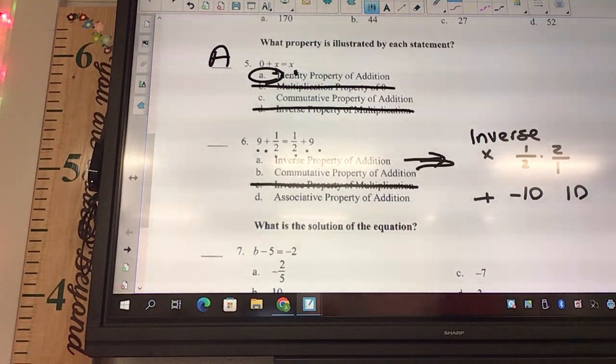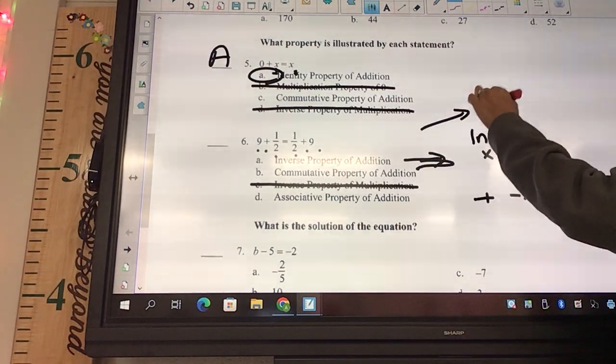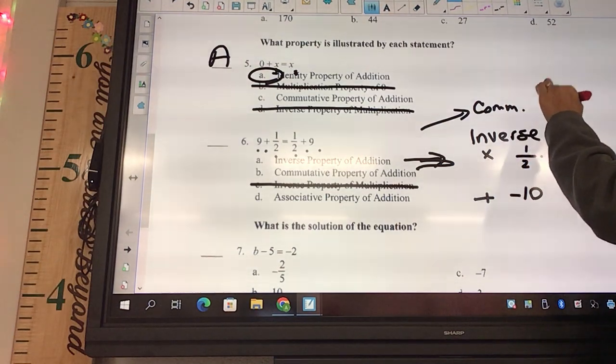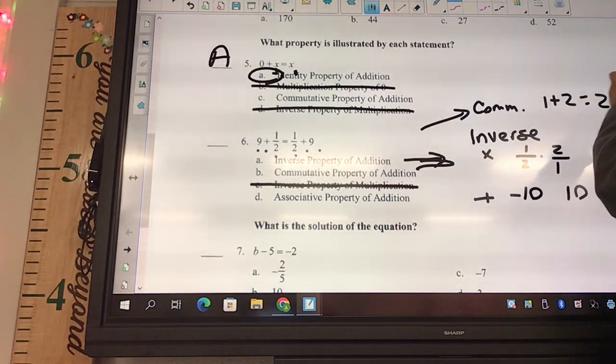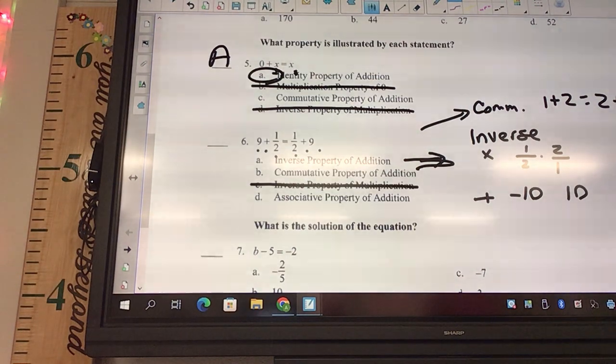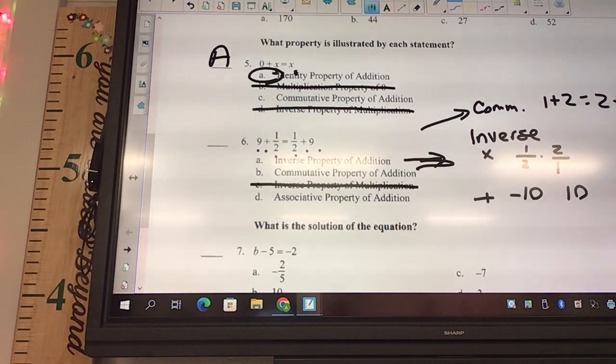Okay, commutative is when we flip-flop the order. That's going to be like 1 plus 2 is the same as 2 plus 1. Okay, commutative multiplication is the same. 1 times 2 is the same as 2 times 1. Okay, so if you don't know these, you better write yourself some notes.